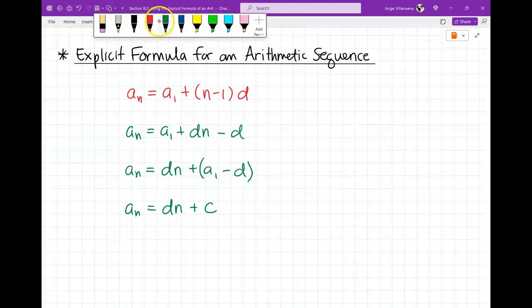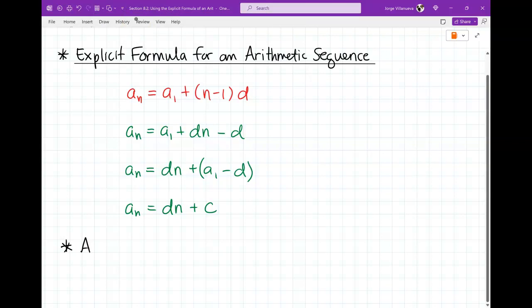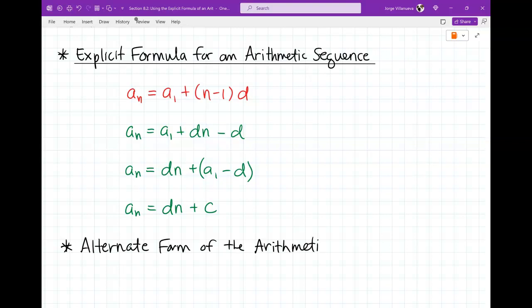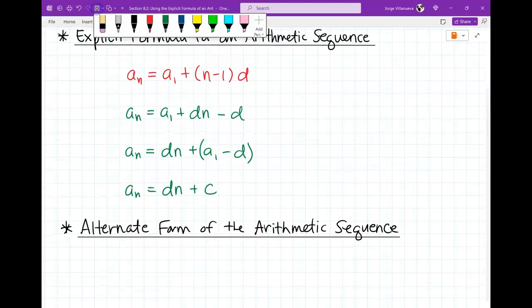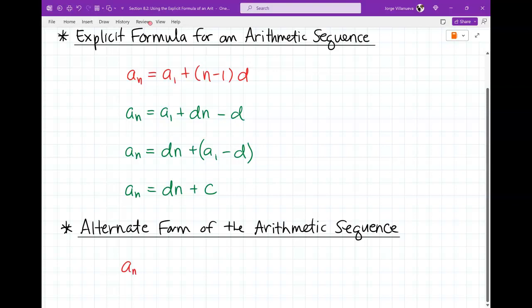So let me show this to you right here. Let me write this out. The alternate form of the arithmetic sequence. Again, you guys can hear me saying arithmetic, right? It doesn't matter which one you want to say. Sometimes it just flows a little easier saying one over the other in some situations. But this is the one that I want you guys to write down. A sub n is equal to dn plus c.